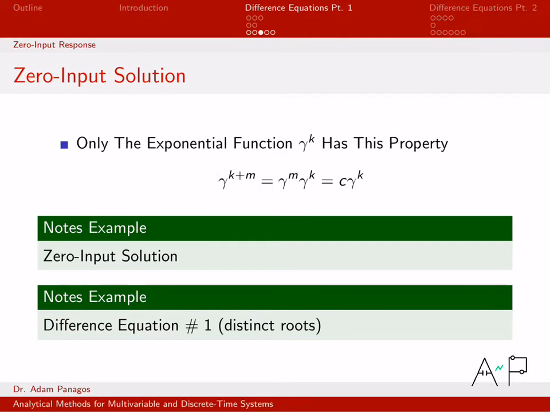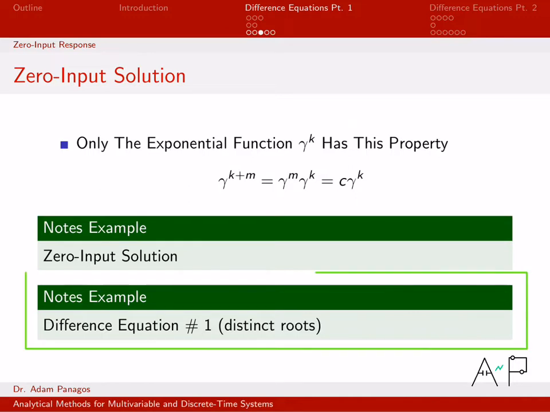All right, so in the previous video, we developed the theory for the form of the zero input response solution to a difference equation. What we're going to do now in this and the next few videos is actually work through some specific examples of solving for the zero input response for different difference equations. So here in this first difference equation example, we'll deal with a difference equation that actually has distinct roots, and we'll figure out what the zero input response is.